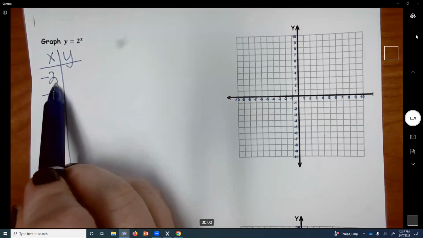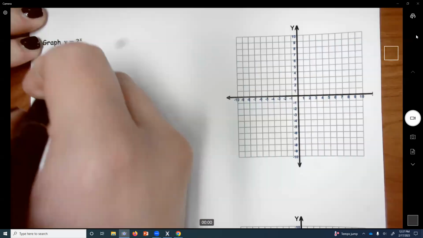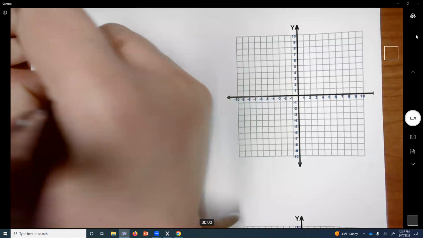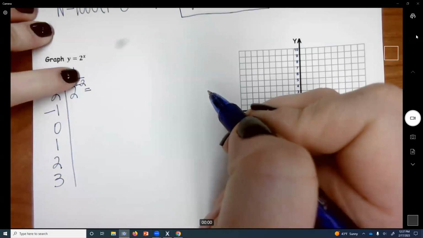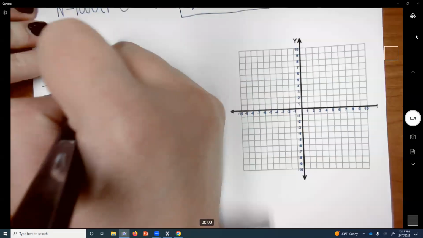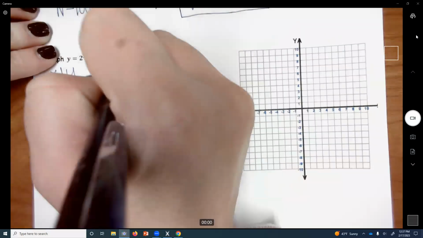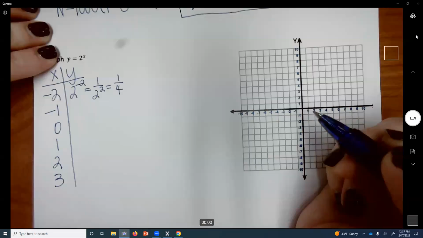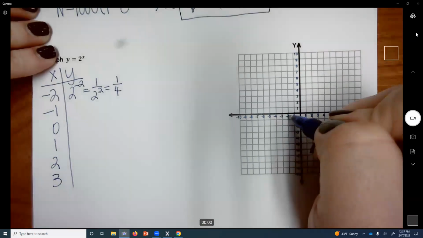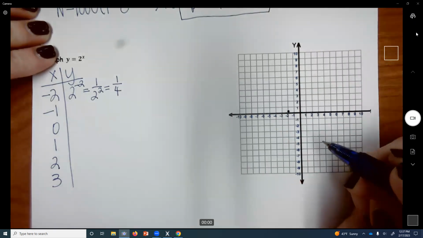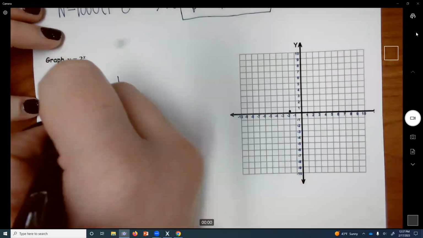If I plug in my -2 in place of x, that means we're going to have 2 to the -2 power. I need this positive, so this is actually (1/2) squared, and so we get 1/4. So I'm going to go ahead and put that in. We got -2 and 1/4.